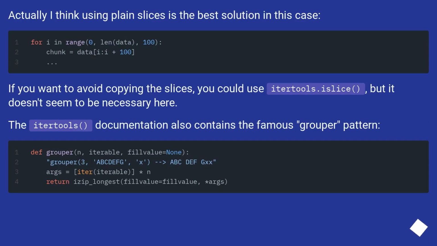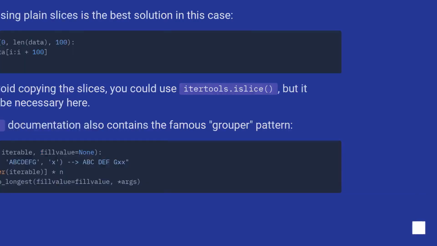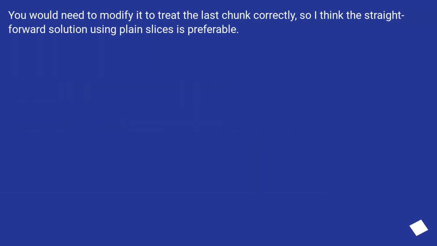Actually, I think using plain slices is the best solution in this case. If you want to avoid copying the slices, you could use itertools.islice, but it doesn't seem to be necessary here. The itertools documentation also contains the famous grouper pattern. You would need to modify it to treat the last chunk correctly, so I think the straightforward solution using plain slices is preferable.